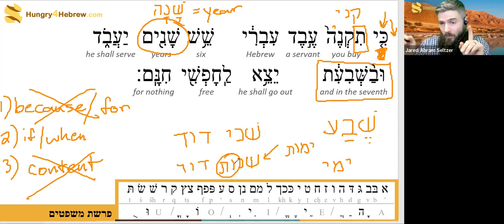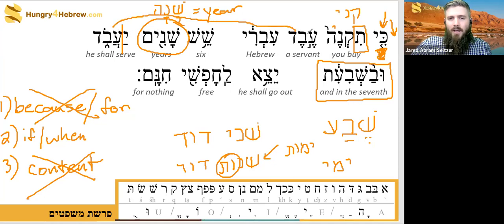Now, it goes two different ways. Sometimes it's this, sometimes it's that. So there really is no consistency in the Bible, and that's frustrating, but that phenomenon does exist. Shesh shanim, six years. Ya'avod. There's our yiktol yod. He shall avad, same root as eved. He shall serve. He shall work. Uvashvi'it. And in the seventh.